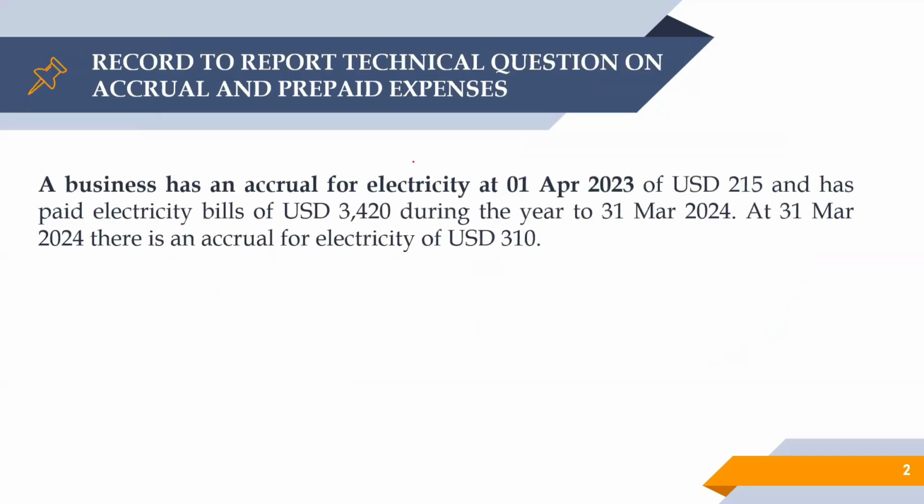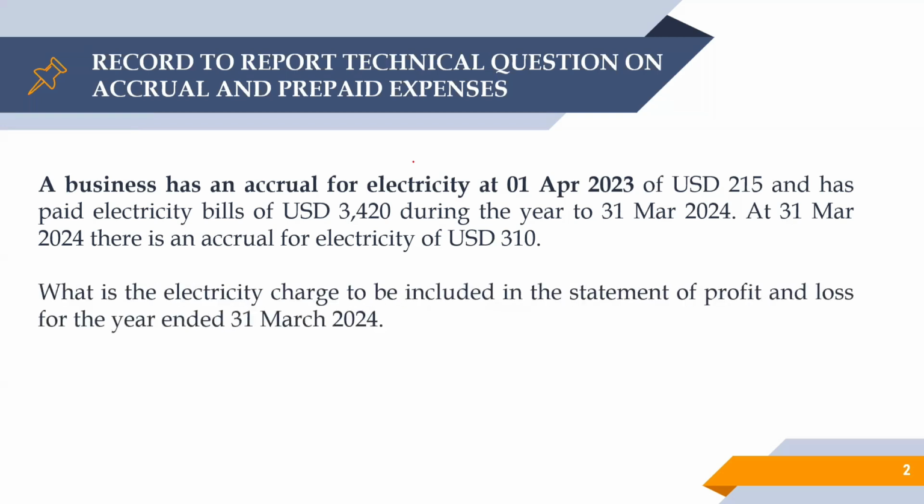So the first question here is that a business has an accrual for electricity at 1st April 2023 of USD 250 and has paid electricity bills of USD 3,420 during the year to 31st March 24. At 31st March 24, there is an accrual for electricity of USD 310. What is the electricity charge to be included in the statement of profit and loss for the year ended 31st March 2024? This question is asked in the technical interview round and added in the assessment test as well.